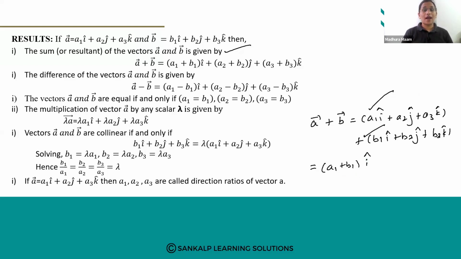Okay, so how to add the vectors? You have to add component wise. That means I with I, A1 plus B1. Next J with J, which gives A2 plus B2. Next K with K gives A3 plus B3. And this will give you the resultant answer.